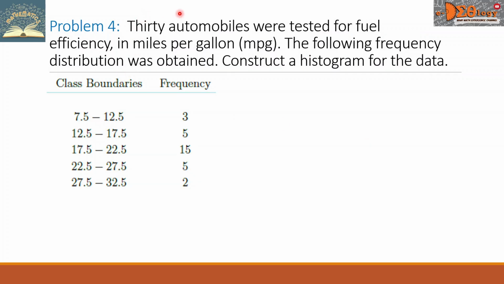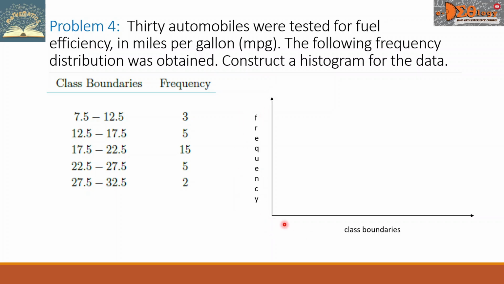Problem 4. 30 automobiles were tested for fuel efficiency in miles per gallon. The following frequency distribution was obtained. Construct a histogram for the data. We have here class boundaries and the frequency respectively. The first class will be 7.5 to 12.5 with a frequency of 3, so on and so forth. So we draw a horizontal and vertical line. The y-axis is here, that will be for the frequency. For the x-axis, that will be for the class boundaries.